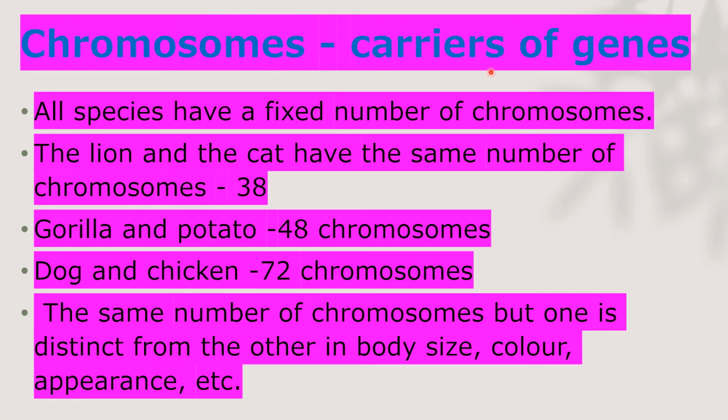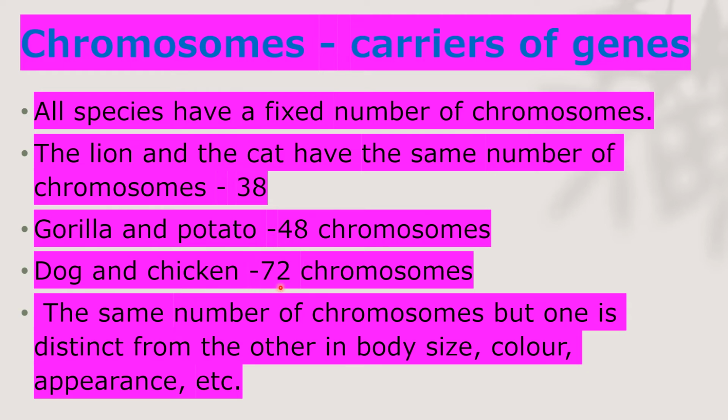Chromosomes, carriers of genes. Is it so? Let us check. All species have a fixed number of chromosomes. We know that human beings have 46 chromosomes. Lion and cat have 38 chromosomes. Gorilla and potato, 48 chromosomes are there. Dog and chicken, 72 chromosomes are there.